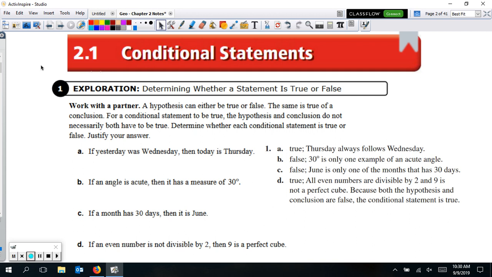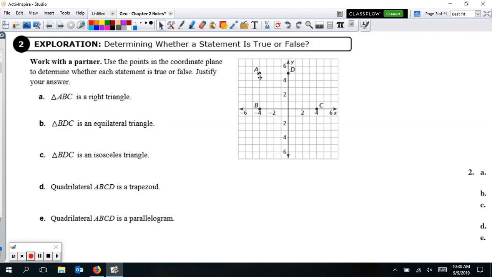All right, let's go on to exploration number 2. We're going to also look at true and false for that. You're given, this is on the next page, page 34, a little coordinate plane here on this one. 4 points are up here. I wouldn't necessarily draw the picture of these things because it's going to be a little confusing.